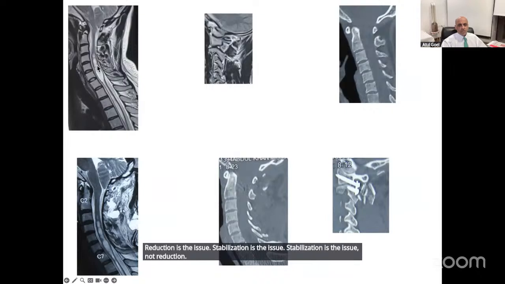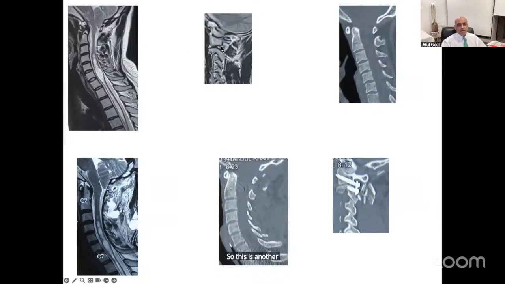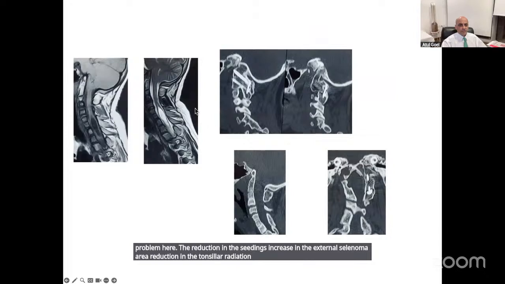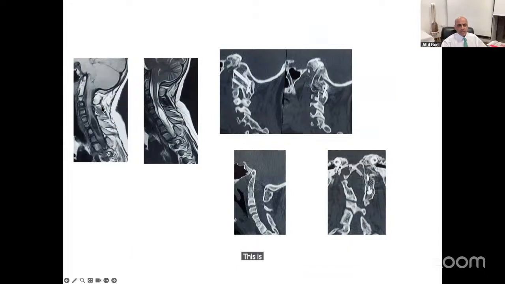So this is another case of syringomyelia. Not much problem here. Reduction in the syrinx, increase in the external syringomyelia, reduction in the tonsillar herniation, C1, C2 fixation. This is another case of complex Chiari where there is severe basilar invagination, syringomyelia.